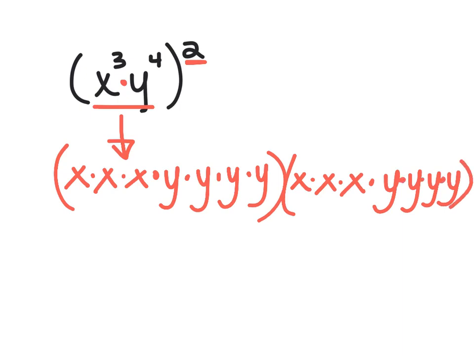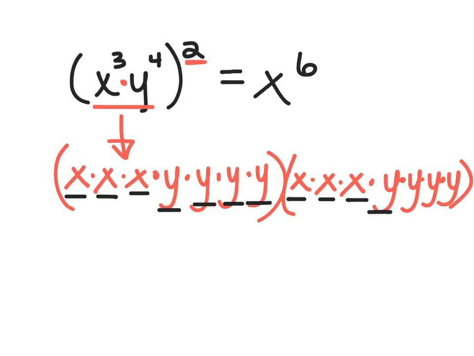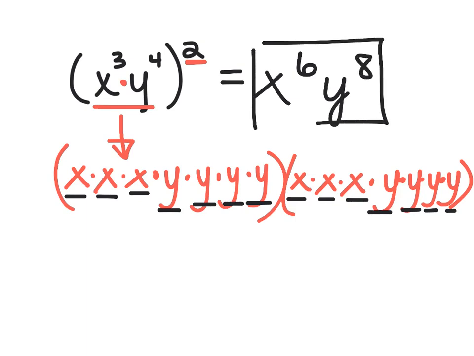So now, when you multiply, hopefully you guys remember, the order doesn't matter. So if I was just looking at this, x times x times x times x times x times x, that's the same as saying x to the 6th. Down here, y times y times y times y, and then another y times y times y times y. There's 8 of those, so y to the 8th. This would be my simplified answer.